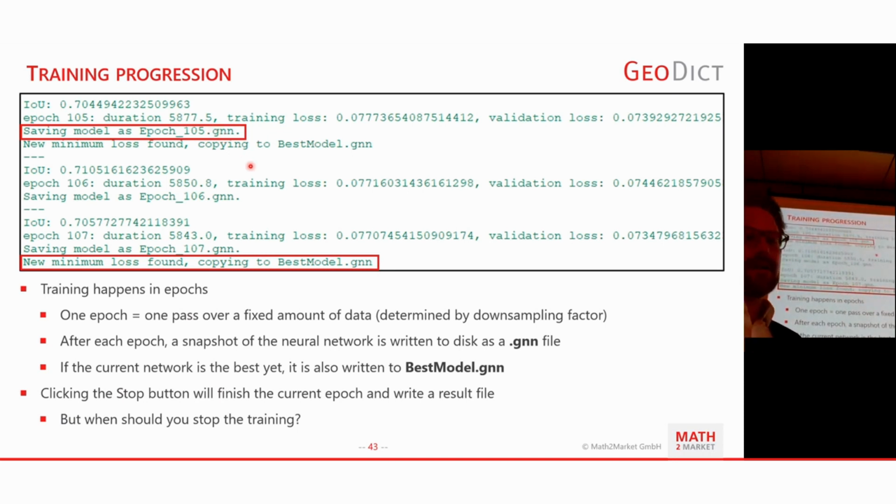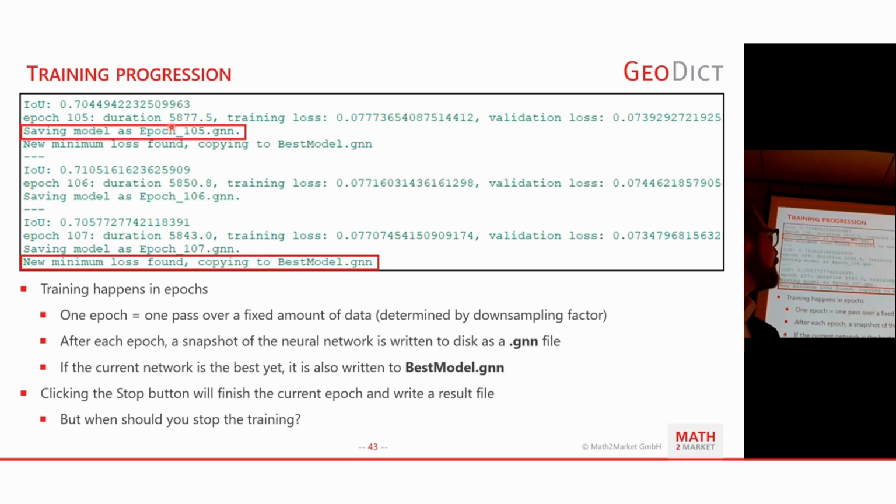But this GPU shouldn't be used for anything else at that moment. And it will also tell you if it has found a better loss. So the loss is basically the equivalent of the residual in a solver. The lower the loss, the better the network is or estimates to be.